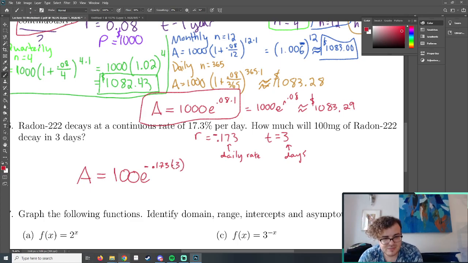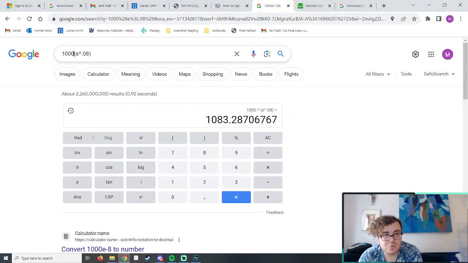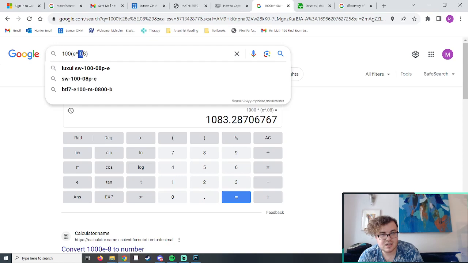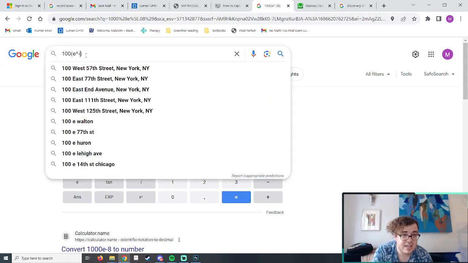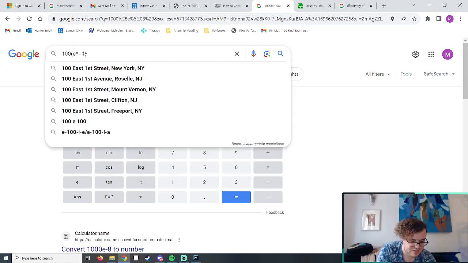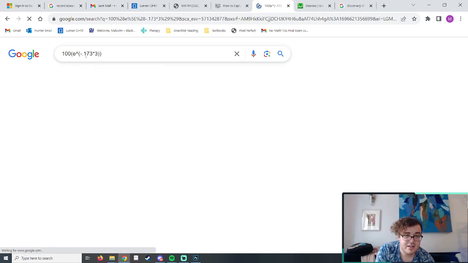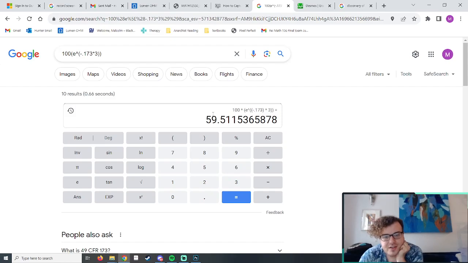So if I again go to my calculator here, I go 100 times E to the negative 0.173. And I'm going to actually just put the exponent in parentheses so I can do the times 3 as well. We get about 59.5 milligrams.